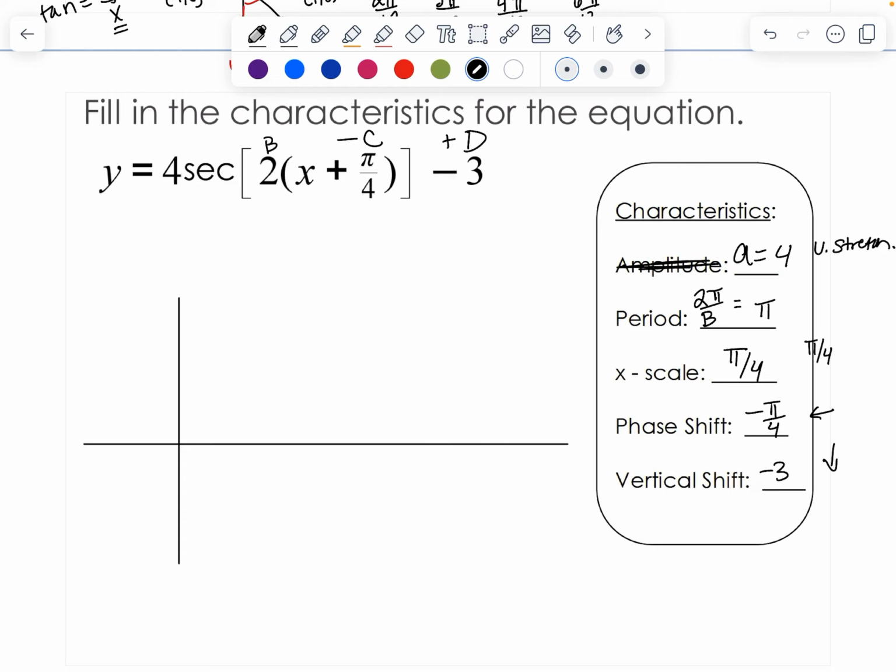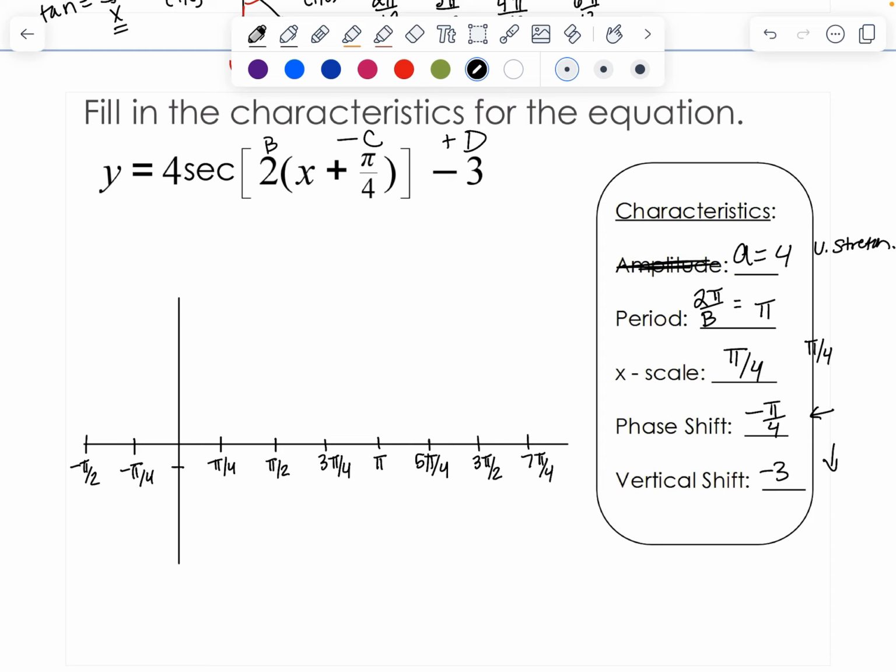So I'm going to start by using my x scale factor and filling in some x values on my x-axis. And I have to go a little bit negative since I have a phase shift to the left. So I'm counting by pi over 4. So 1 pi over 4, 2 pi over 4, which would be pi over 2, 3 pi over 4, 4 pi over 4 would be pi, 5 pi over 4, 6 pi over 4 would be 3 pi over 2, 7 pi over 4, and then backwards negative pi over 4 and negative pi over 2. And remember, you can pause this and fill that in.